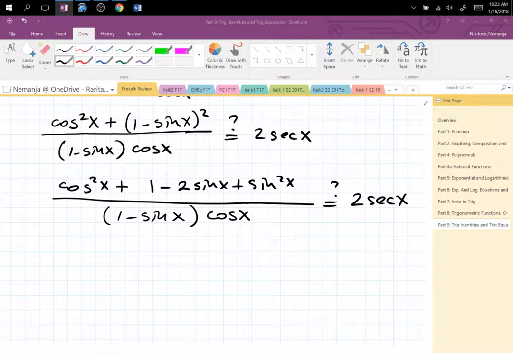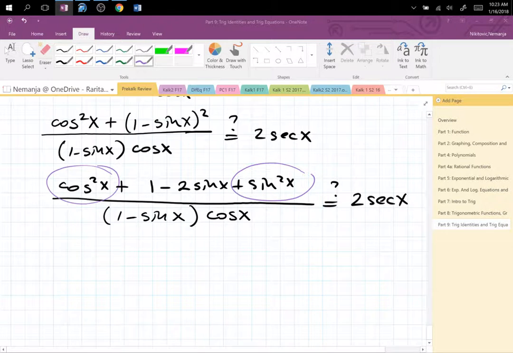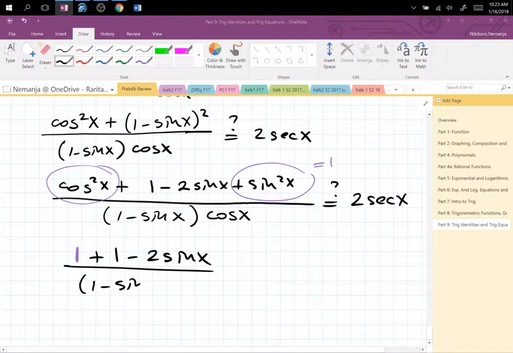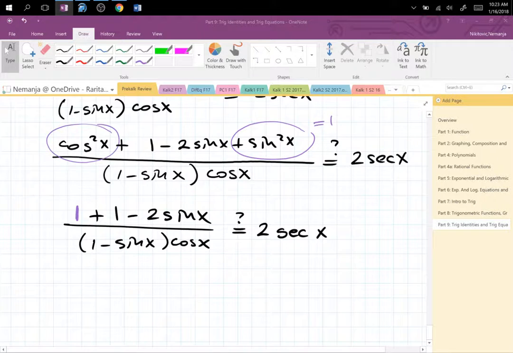And wow, I am recognizing this plus that is equal to 1 in the Pythagorean identity. So I have the purple one plus 1 minus 2 sine x over 1 minus sine x times cosine x to hopefully is equal to 2 secant x. Now 1 plus 1 is 2 minus 2 sine x, and this is where I'm happy.